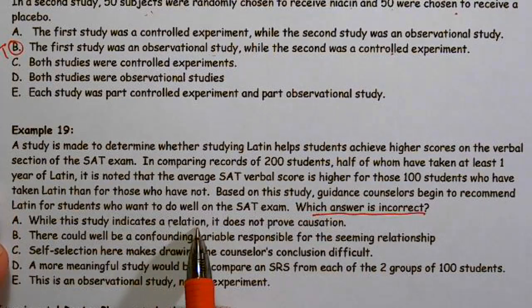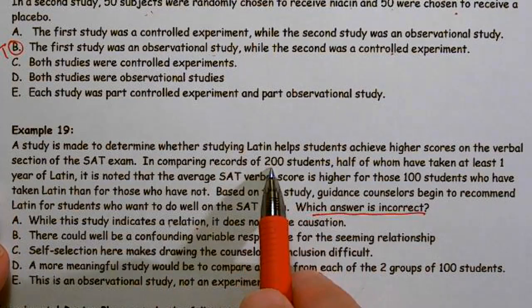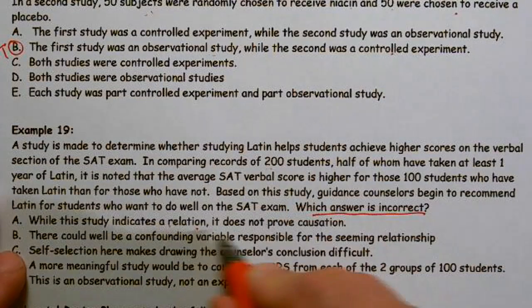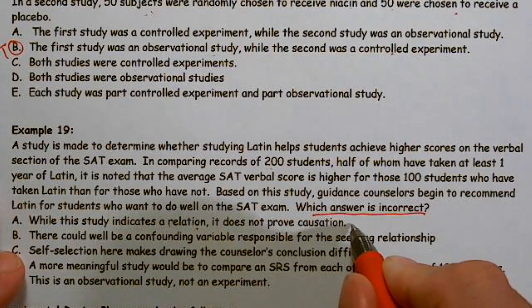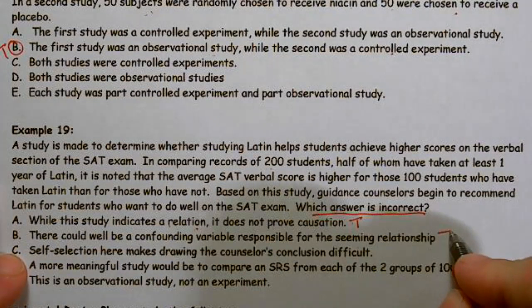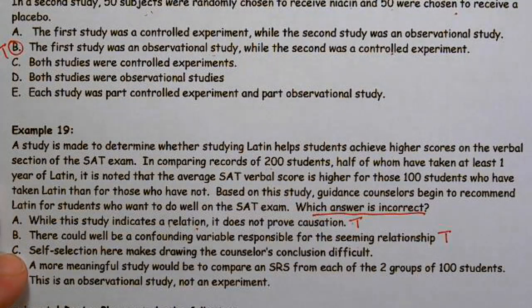While this study indicates a relationship, it does not prove causation. Yes, they self-selected to take Latin. They were not randomly assigned. So this study indicates a relationship. It does not prove causation. So this is a true statement. There could well be a confounding variable responsible for the seeming relationship. Yes, better students tend to take Latin and better students tend to have higher SAT scores. So intelligence could be a confounding variable.